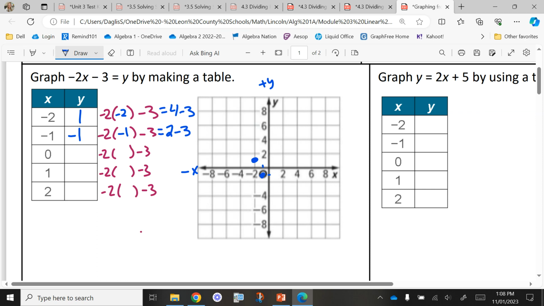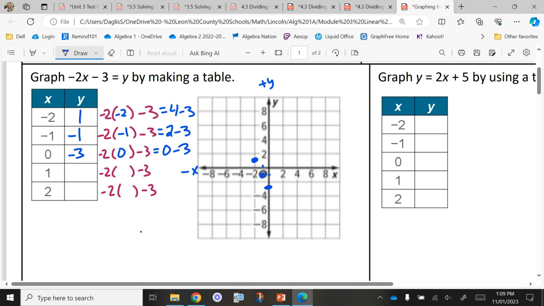We're going to do 0. Negative 2 times 0 is what? 0. And 0 minus 3? Negative 3. Good. So my x is 0, so I'm still in the middle. But now I'm going to go down 3. So we're about right here. Sorry, I forgot there was a big space under your graph that you could be writing in. I'll make sure I do that for the next one instead of cramping it like this.